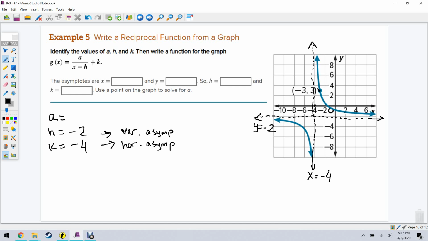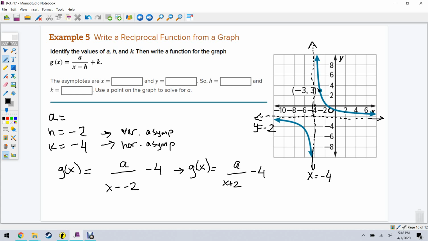So the horizontal asymptote is going to be -2, so h will be -2, and the vertical asymptote will be -4, so k will be -4. There we go. So we can basically plug them in here. So g of x is going to be a over x minus -2, minus 4, like this one. If we fix it, it will be g of x equals a over x plus 2 minus 4. This is what we have so far. H is -2, k is -4, and we got a over x plus 2 minus 4 here. So let's answer what we have so far.